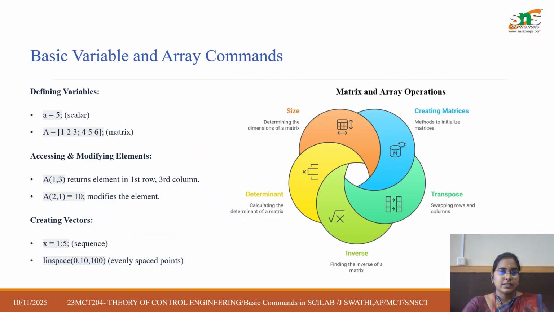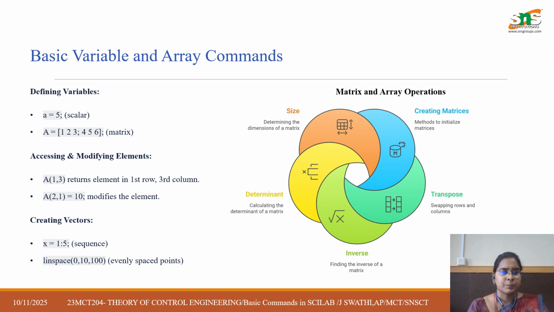Next, define a variable: a equals 5, which is similar to all languages. That is, the value 5 is assigned to the variable a. Similarly, we have accessing and modifying values. Here you can see a(1,3), which returns the element in the first row, third column, so it is used for matrices. And a(2,1) = 10 modifies the element, where the second row, first column value is assigned as 10.